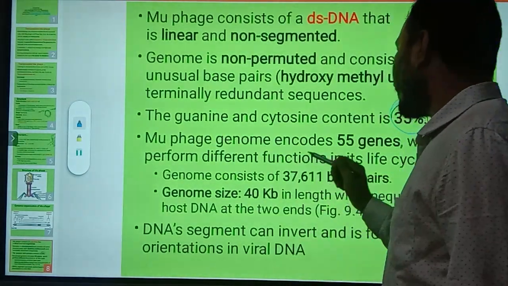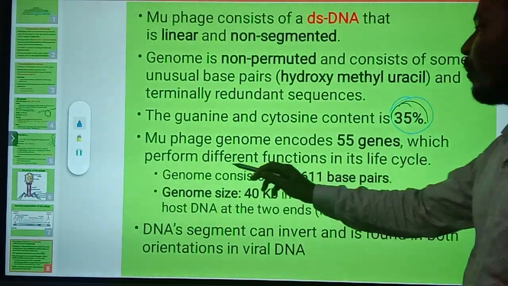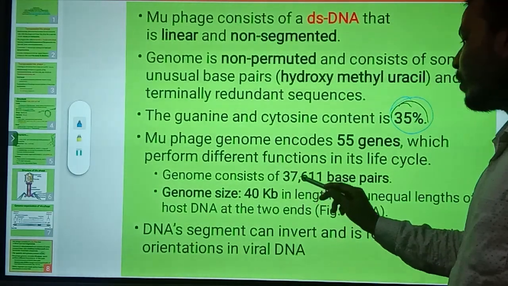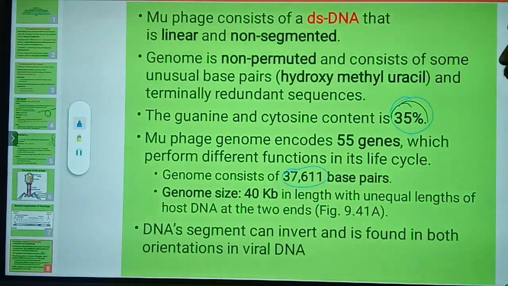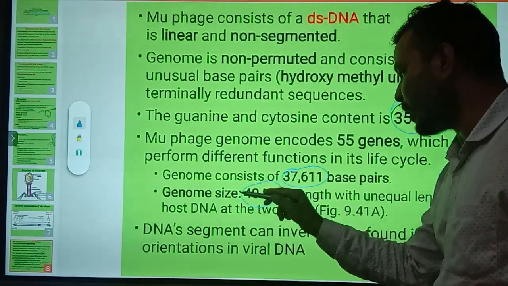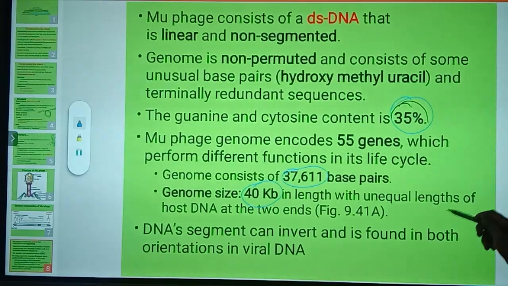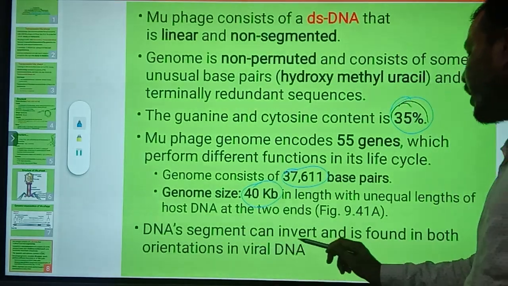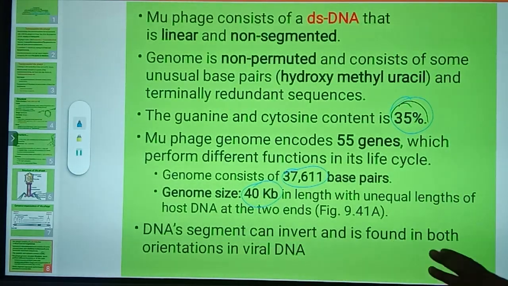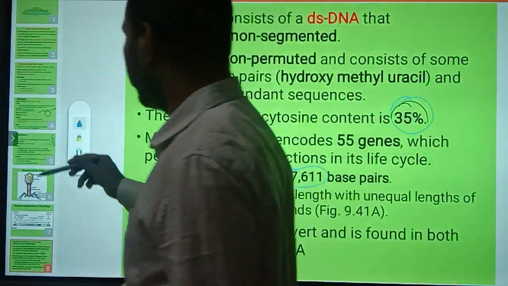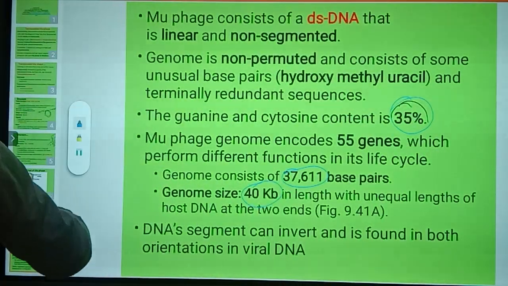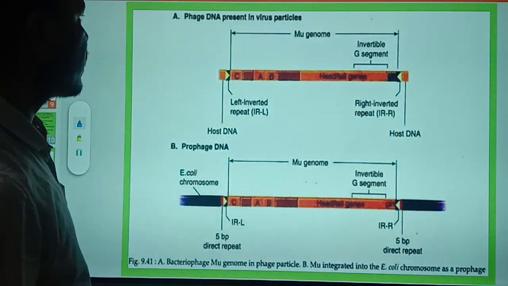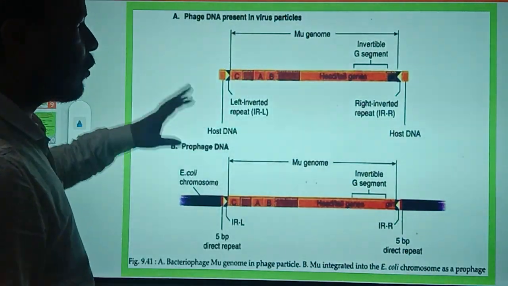The mu-phage genome encodes about 55 genes which perform different functions in its life cycle, as we have seen in the previous slide. The genome consists of 37,11 base pairs. The genomic size is about 40 kilobase pairs in length, with unequal lengths of host DNA at the two ends. We'll see in the next figure. The DNA segment can invert and is found in both orientations in viral DNA. This is the DNA present in the virus particles, what we have seen over there.